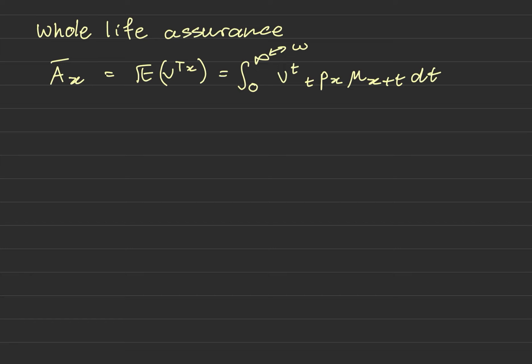Note here what has gone on. v to the T_x is a function of a random variable T_x. It's a random variable in itself as well. When I take the expectation of some function of a random variable, what I'm essentially doing is taking that function of the random variable and multiplying it by the PDF of the random variable. The random variable here is T_x, and the PDF of T_x is tp_x mu_{x+t}. And I integrate that over all possible values for T_x, for the complete future lifetime of this person now aged x. The possible values are any number between 0 and infinity.